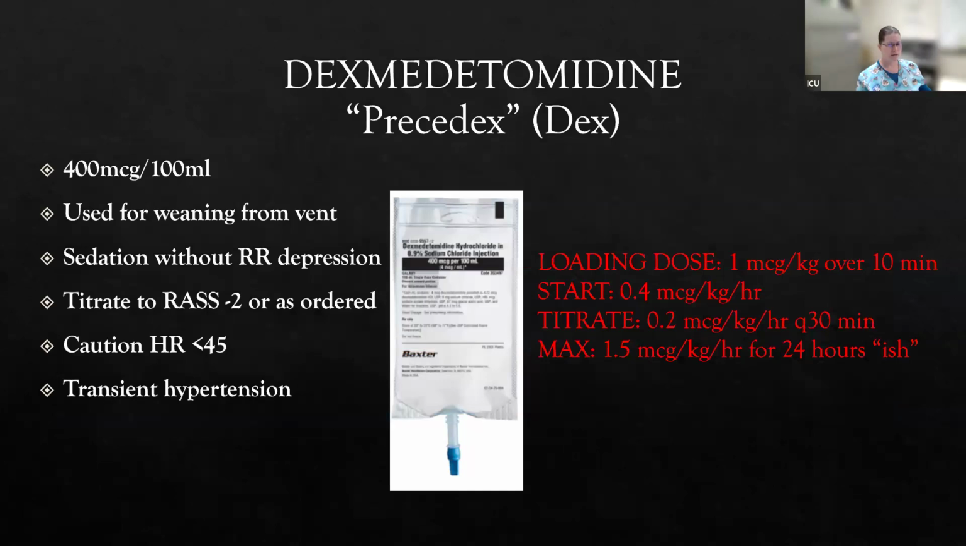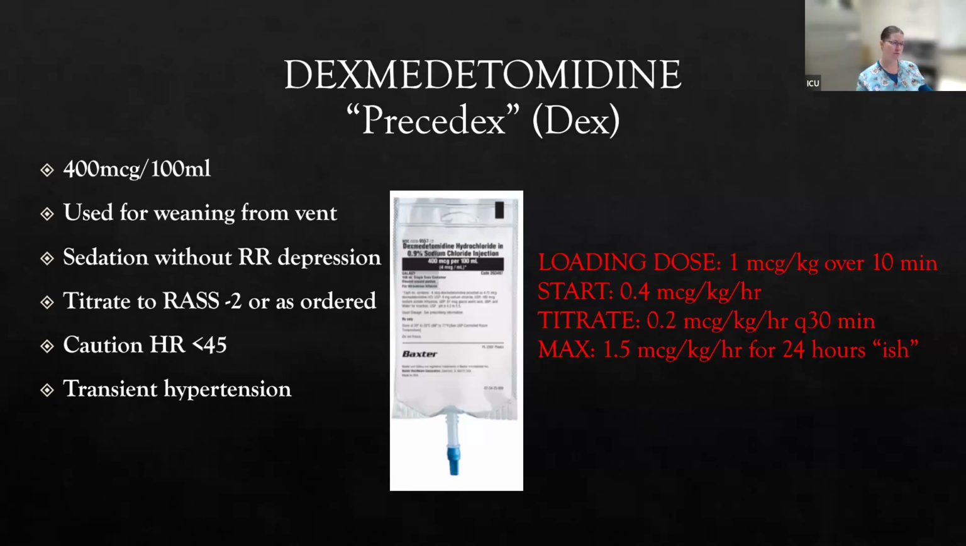We often use dexmedetomidine for patients that are weaning from the vent because we have a nice sedative effect without the respiratory depression. We also often here use it for CWA patients or people that have overdosed or have some chemical issues, and it's going to take a couple days to get them kind of under control with whatever's going on with them. So 400 mics in 100 mLs is a standard concentration. We titrate to a RASS of -2 or whatever is ordered.